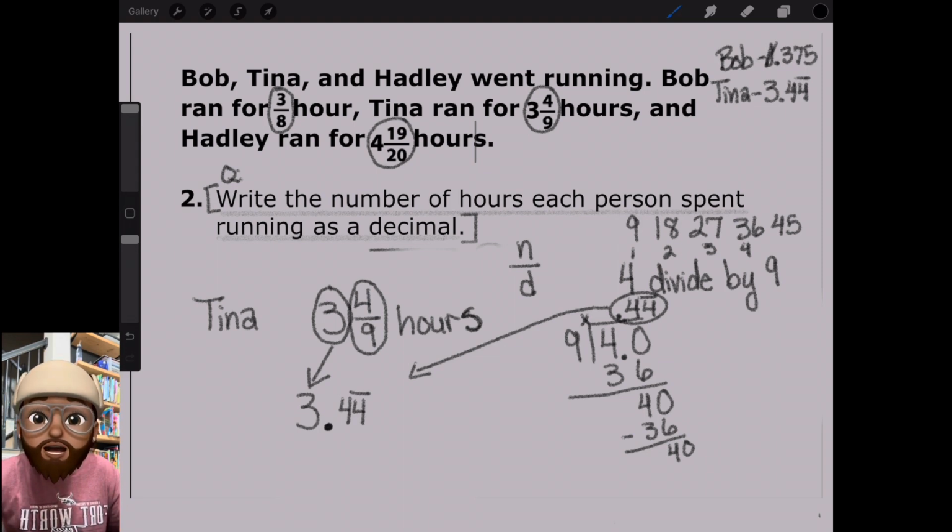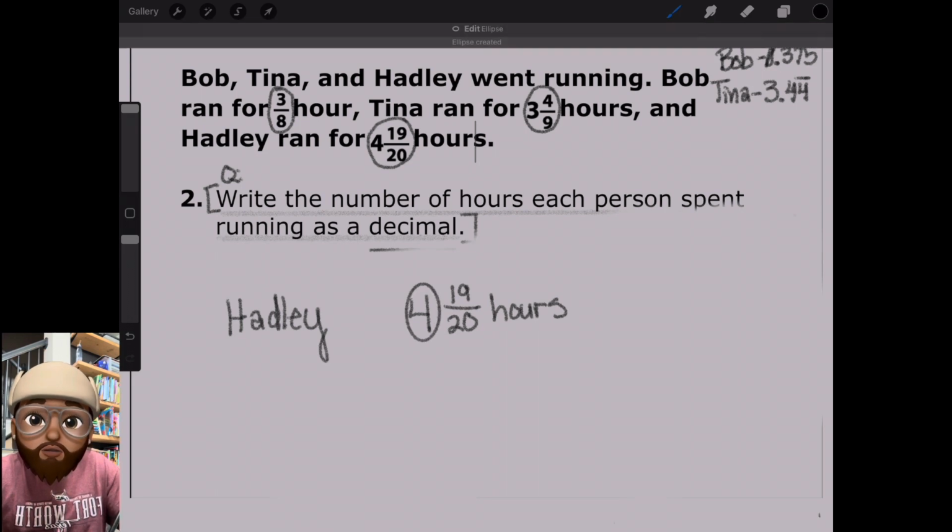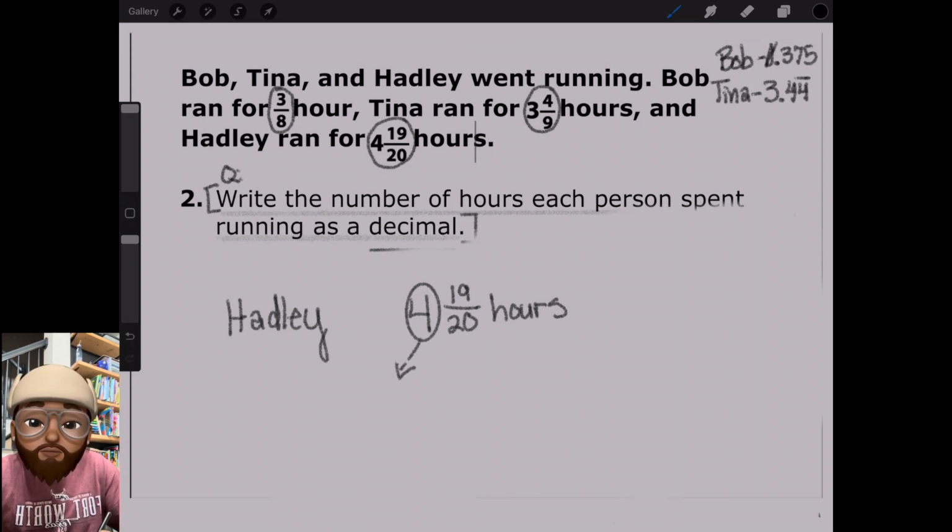All right, now that we have Tina, the last person is Hadley. So we have Hadley's information here. Now, let's turn this into a decimal. Remember, we're starting off with a mixed fraction. Since we have a whole 4 hours, we can put that 4 in front of the decimal. And now we have 19 over 20 that we need to convert into a decimal.